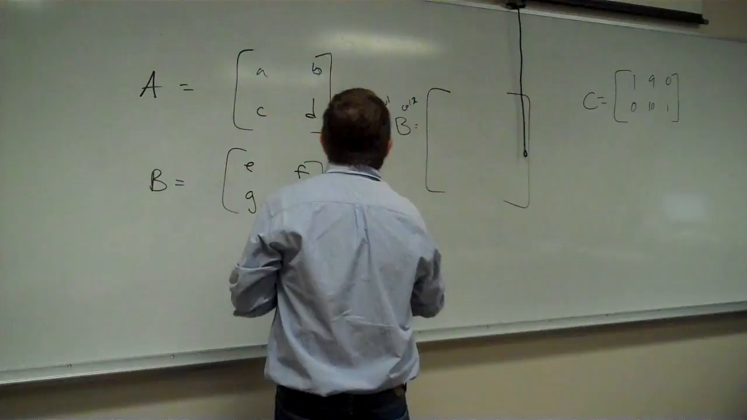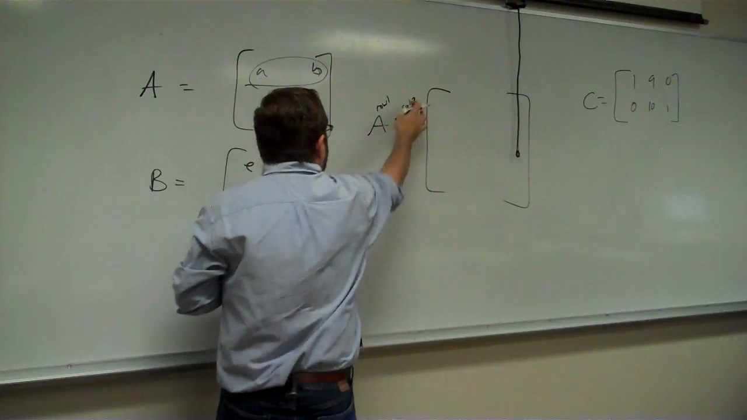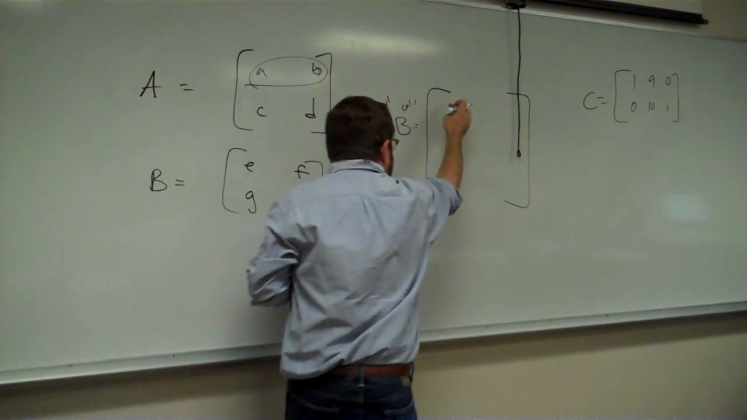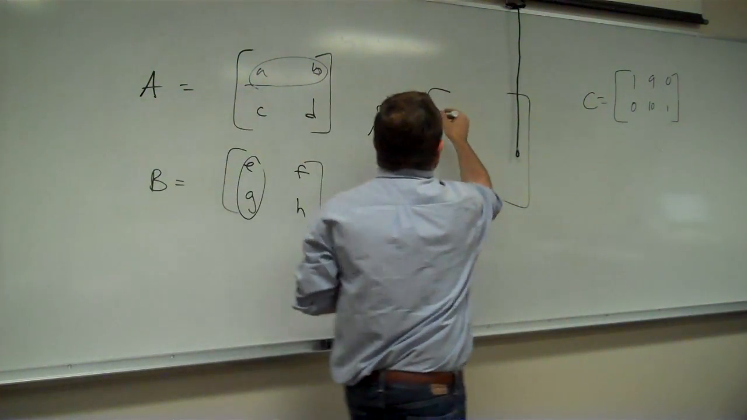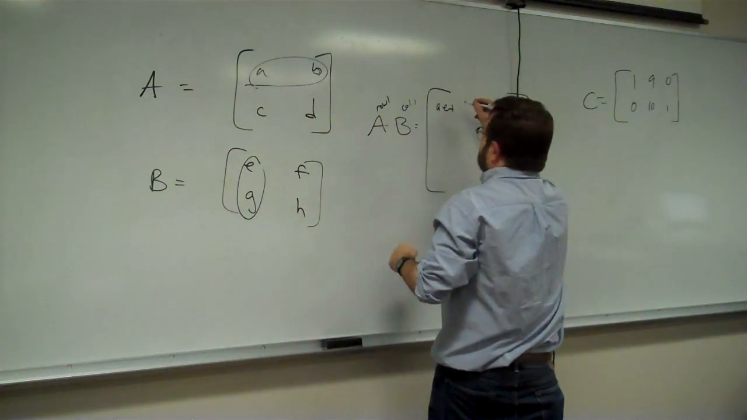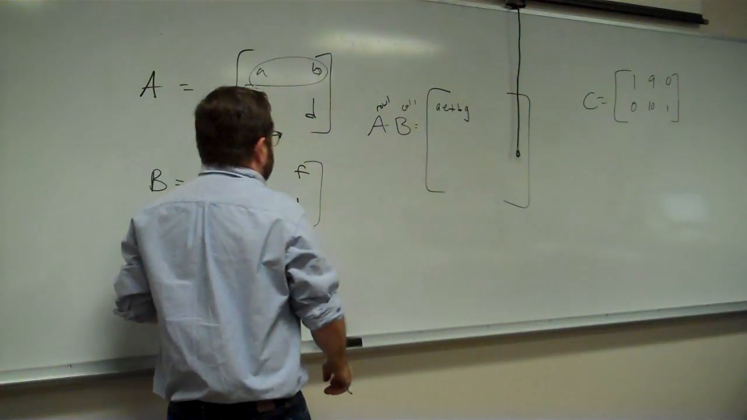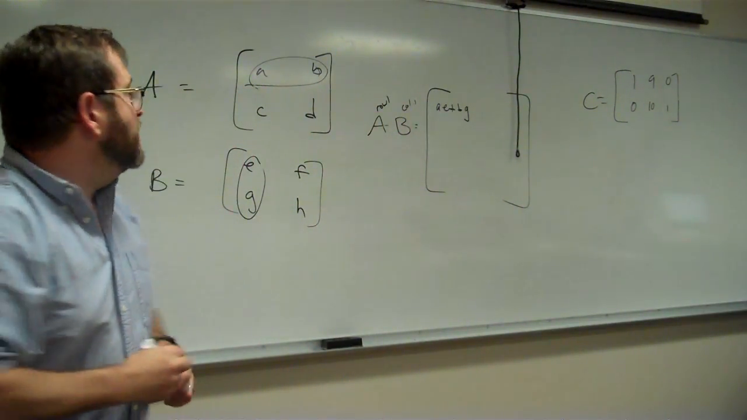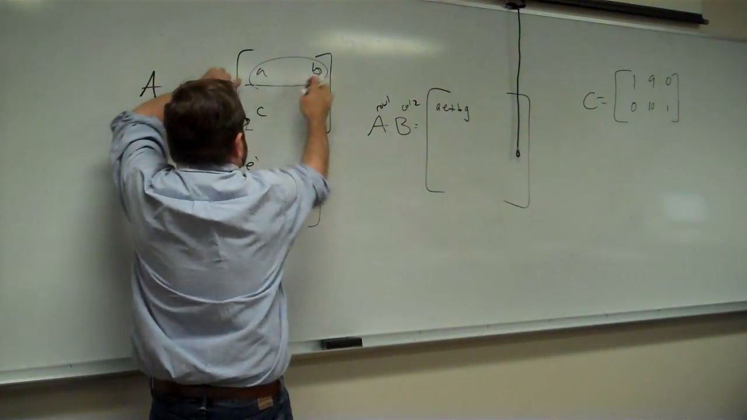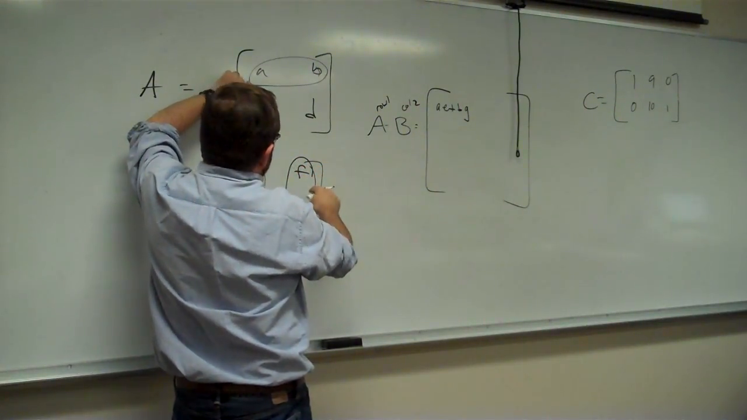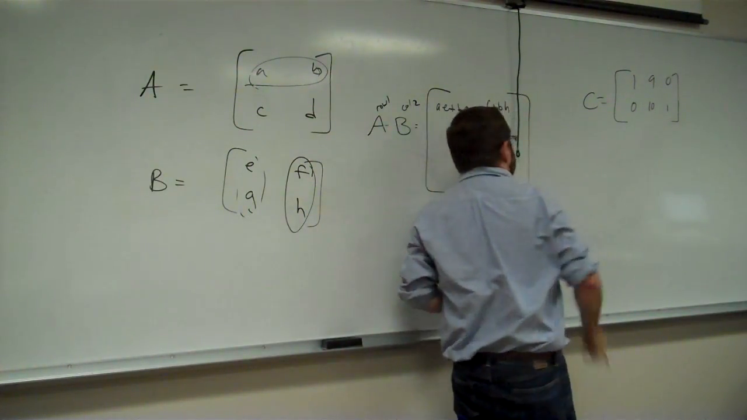Sister's 13. So, let's do row 1, column 1 first. You take row 1 of the first matrix and column 1 of the second, and it'll be A times E plus B times G. That'll just be one number. And then to get row 1, column 2, you'll use the first row of the first matrix and column 2 of the second. A times F plus B times H.